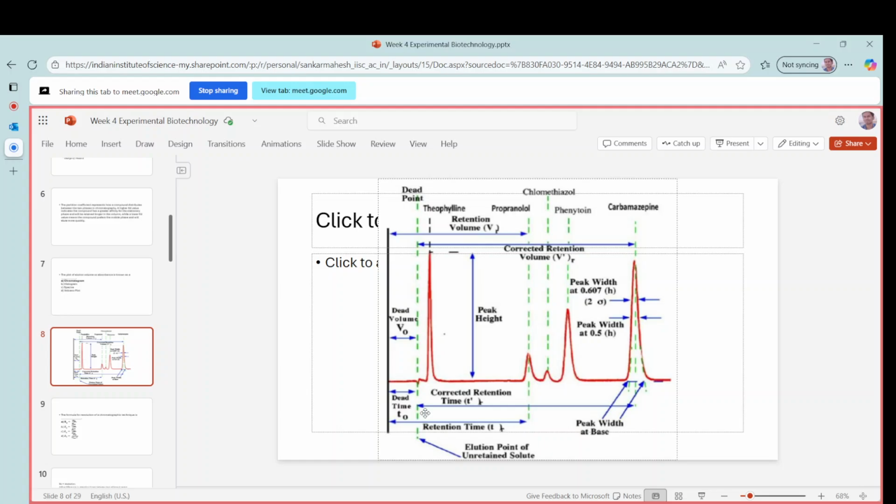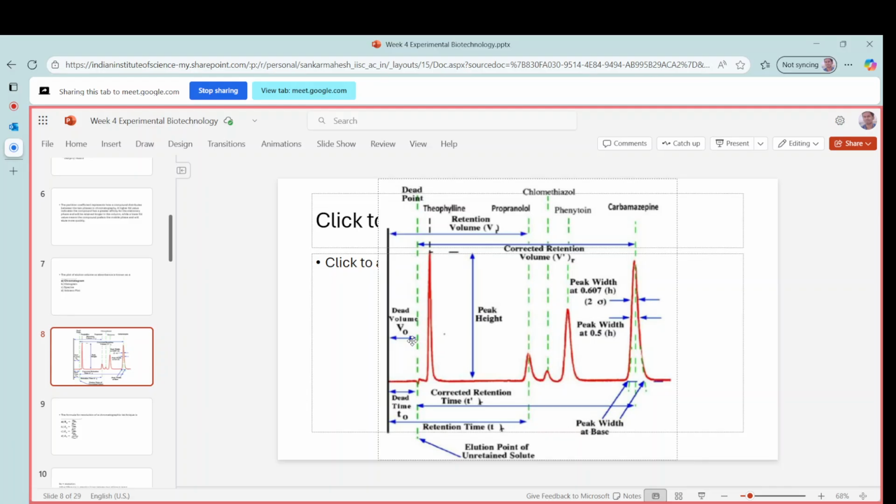And there is one concept that you need to be familiar with here, which is your retention volume. Depending on the nature of the compound, in your initial few minutes you will not have anything eluted. This volume is called the dead volume. Usually you will not have anything that gets eluted here. But if there is something that is not at all binding to any of your column components, that gets eluted here.